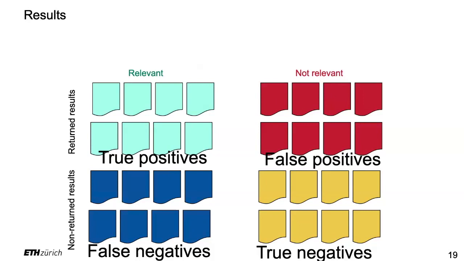And by the way, I'll answer some Zoom remarks just after that. So what do we have here now that we have the non-returned results? Well, we have the false negatives and the true negatives.